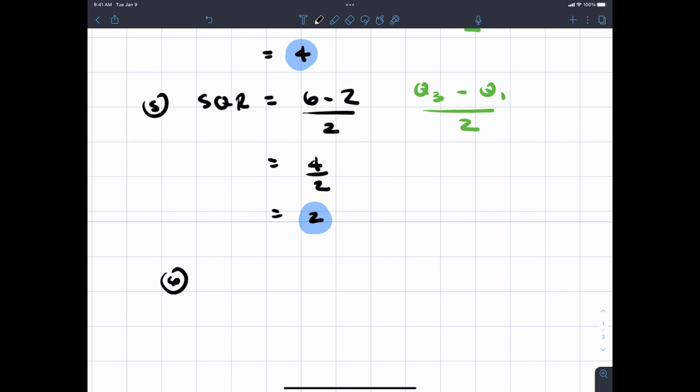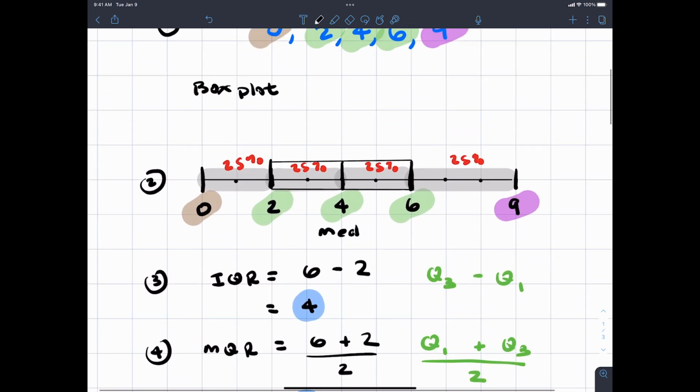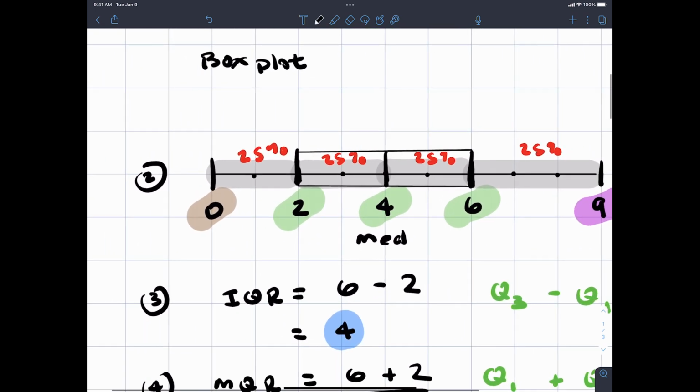Okay. So what's question 6? Browser, what does 6 say? Determine the hours of sleep in the middle 50% of students. Because remember, the data represents the number of hours students get the night before a test. So what do you think they mean by the middle 50%? They want to know the hours of sleep for the middle 50%. What do you think that means? If I go back here, what do you think that middle 50% would be?